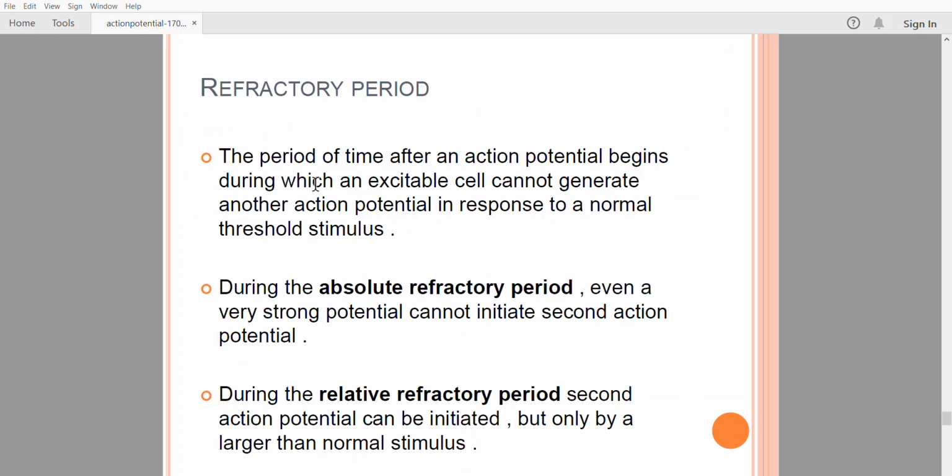Okay, as I told you, the absolute refractory period is the time when, if any strong stimulus is applied, there won't be an action potential. But in the relative refractory period, if a stimulus is applied, there will be an action potential. So what is the absolute refractory period? The absolute refractory period is the repolarization phase, and the relative refractory period is the hyperpolarization phase.